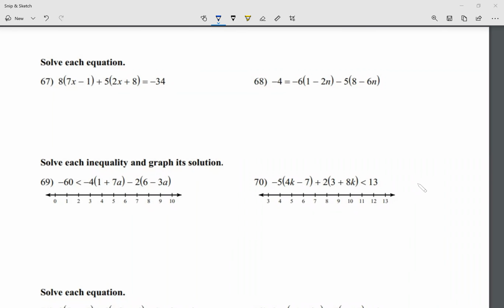I want us to review even multiple parentheses, but the letters are on one side. That's what I want us to review. I want us to review equations, so there's an equal sign, and inequalities. So let's take a look at number 67.